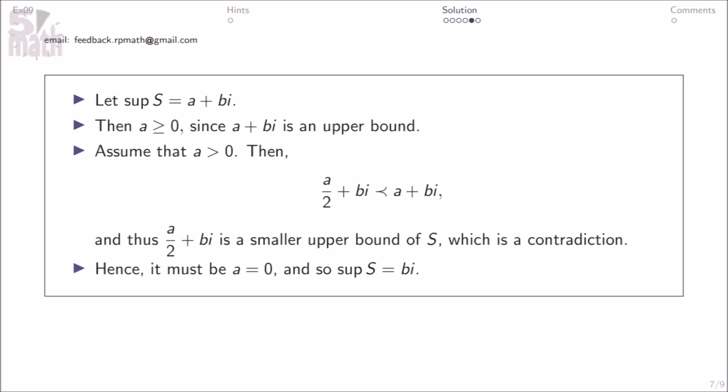Let the supremum of S equal A plus BI. Then A is greater than or equal to 0, since A plus BI is an upper bound. Assume that A is greater than 0. Then A over 2 plus BI precedes A plus BI, and thus A over 2 plus BI is a smaller upper bound of S, which is a contradiction. Hence, it must be A equals 0, and so the supremum of S equals BI.